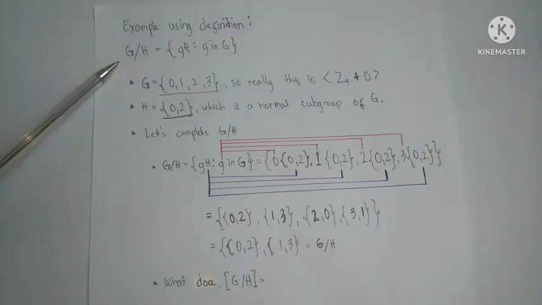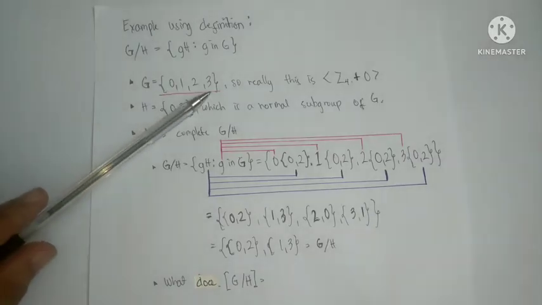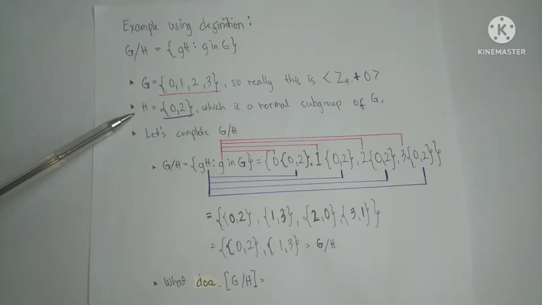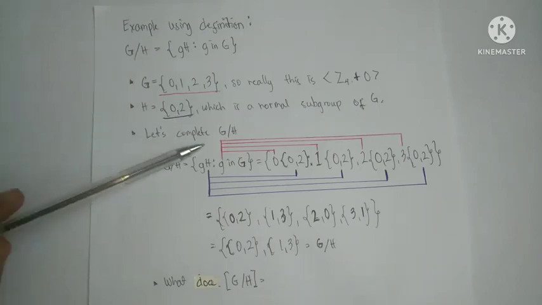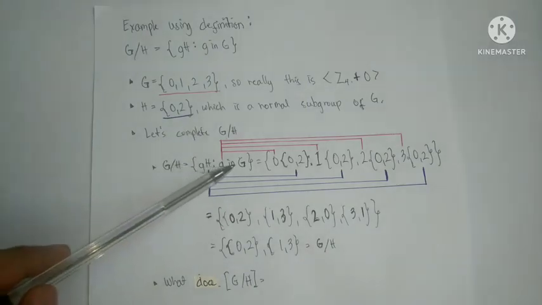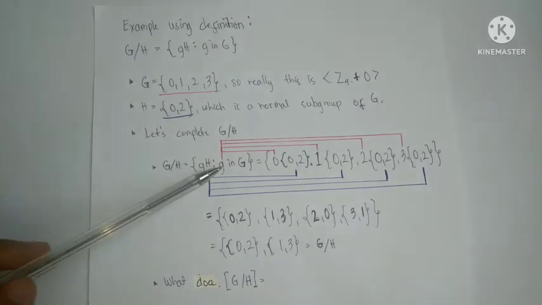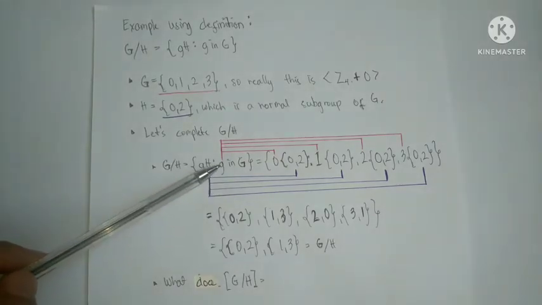Now, this is an example using the definition. Our G is the set {0, 1, 2, 3}, and the normal subgroup H of G is {0, 2}. Now let's compute the factor group G/H. We're going to take, from our definition, g plus H, and do that for every element of G.